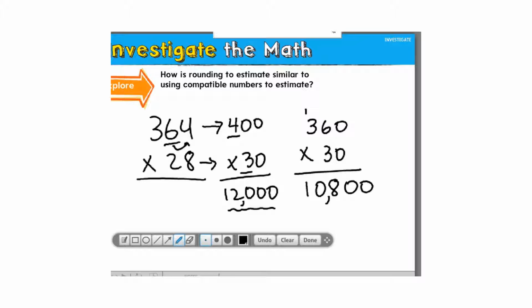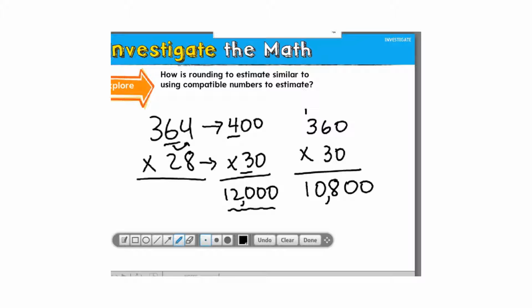The positive side is you really are going to want to get an estimate really quick. You're going to want to make it something that you could do in your head no matter what. So personally, I would change it to 400 times 30 just because that's an easier estimate for in my head.